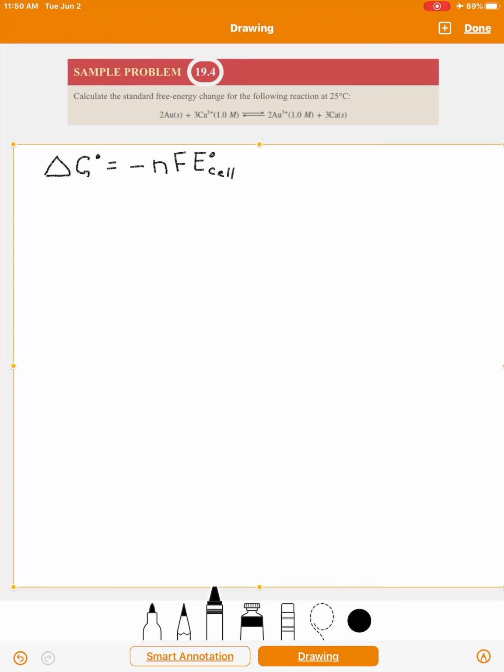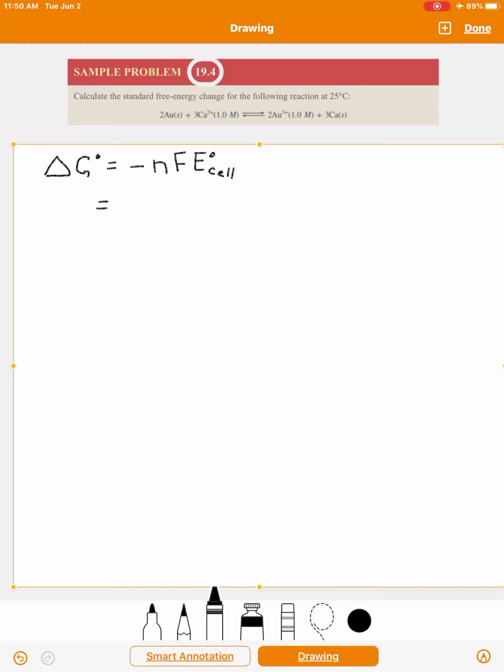Okay? Notice the concentrations are 1 molar and the temperature is 25 degrees C. The reason for that is because we're under standard conditions. If we're going to calculate delta G standard, delta G naught, then we have to use the standard cell potentials, and the standard cell potential is based on the standard reduction potentials, which are given under standard conditions and at 25 degrees C. So let's put in what we know already.